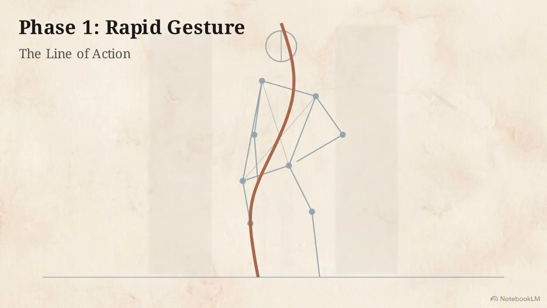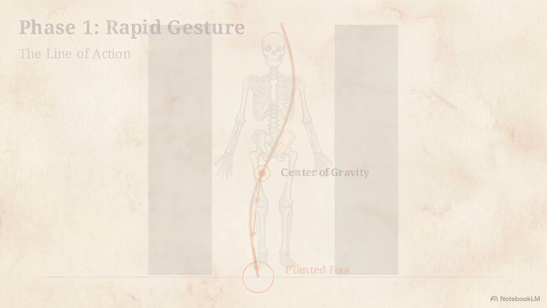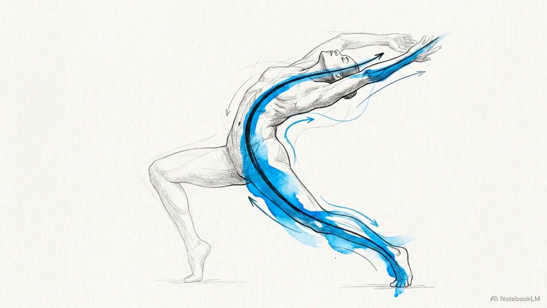In this vector breakdown, we capture the energy by finding the single, sweeping curve dictating the body's flow. Notice how we map weight distribution. Vector indicators show the center of gravity shifting down into the planted foot, ensuring a balanced stance. Establishing that single gesture line acts as the spine for your entire drawing. It ensures the figure has a natural flow before adding anatomical complexity.